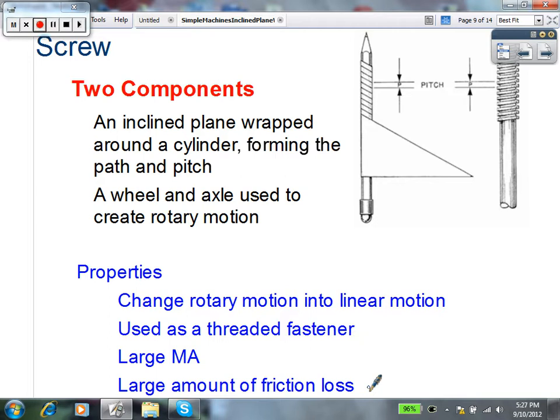However, there's a huge amount of friction loss because look at how much surface area there is for this screw as it's going around and around and around. There's so much friction involved with the two surfaces coming in contact with each other that we end up having a huge amount of friction loss.